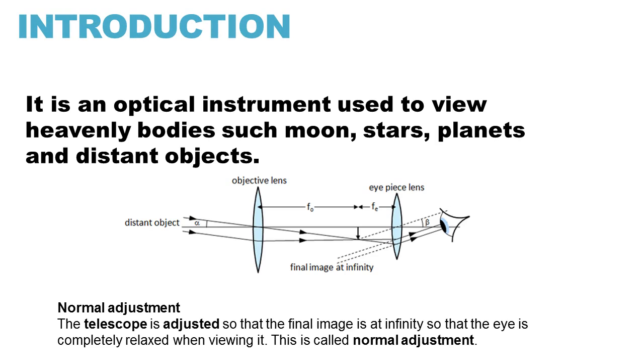Introduction. A telescope is an optical instrument used to view heavenly bodies such as moon, stars, planets and distant objects. Now the ray diagram of telescope is showing that this telescope is in normal adjustment, in which the final image is always formed at infinity, so that the eye is completely relaxed when viewing it.